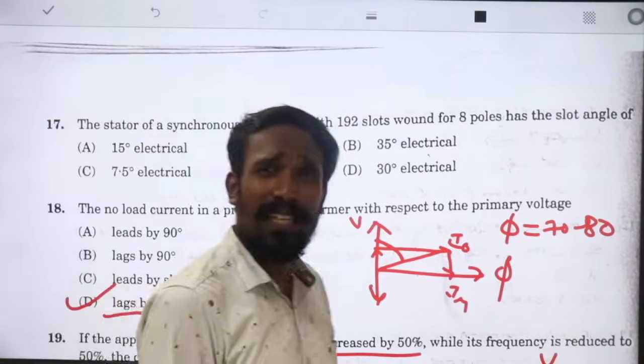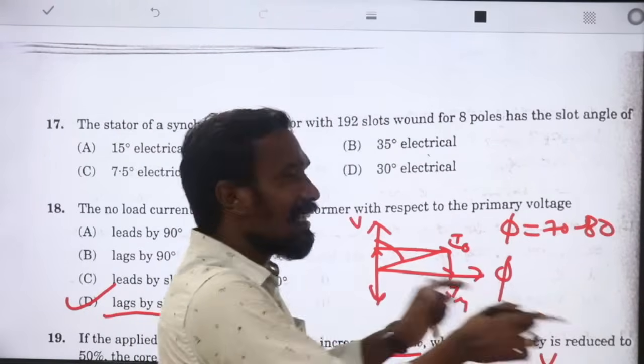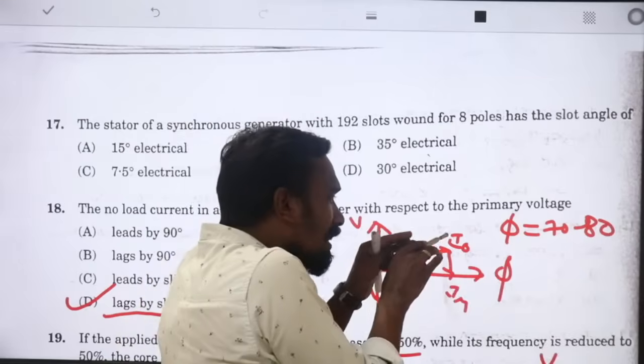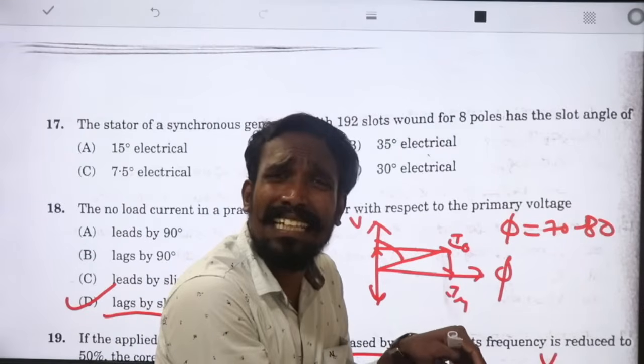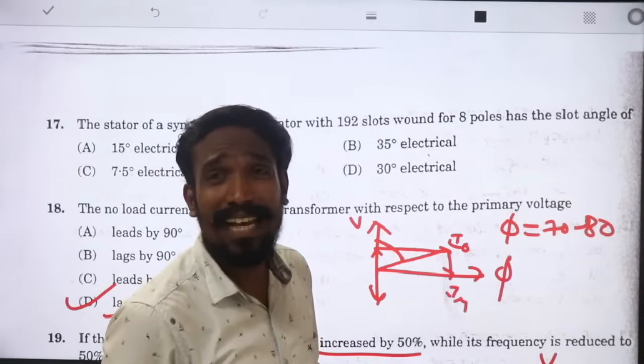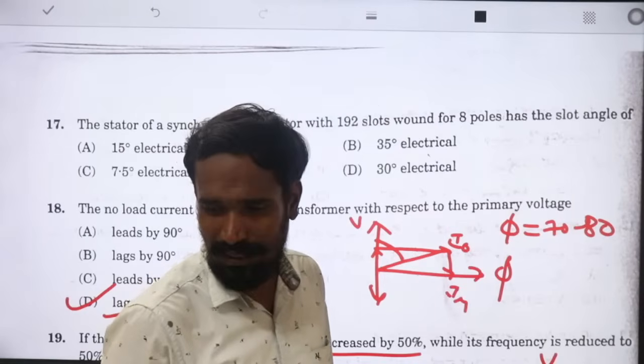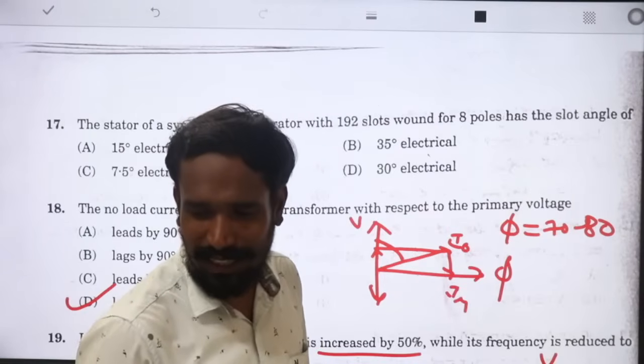If they ask for an induction machine also, it is the same. In an induction machine, I mu is somewhat greater than I W. Why is I mu greater than I W? This is very important for assistant engineers. Because of the air gap in the induction machine, right?